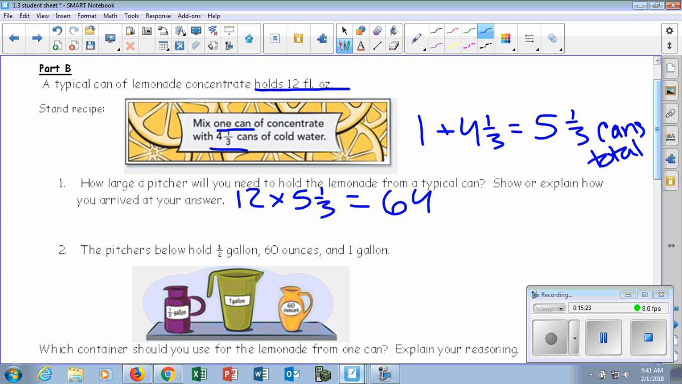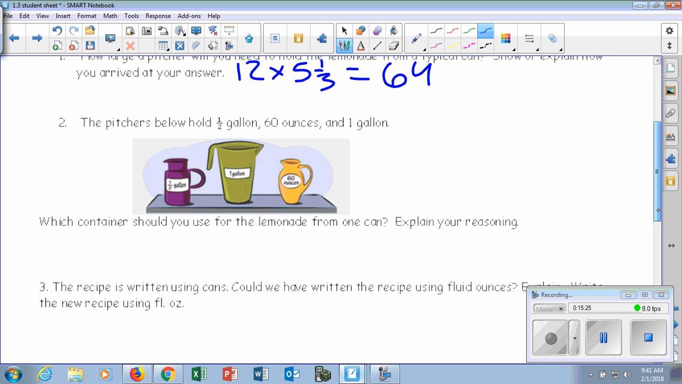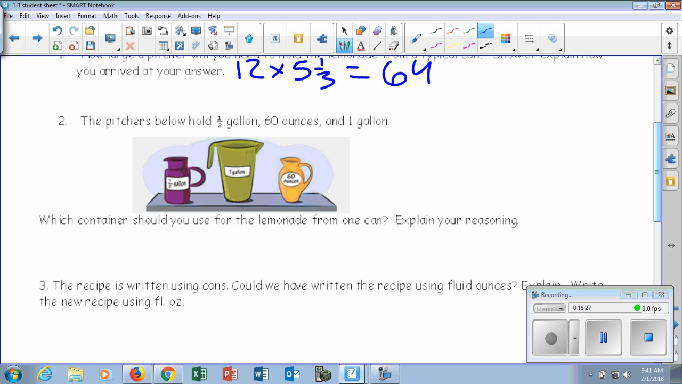All right, so let's go down here to 2. I'm going to let you work for a minute with some partners. It says the pitchers below hold a half a gallon, which is this dark purplish pink one. Everyone sees that? That's our half gallon. 60 ounces, which is this orange one we have. And 1 gallon, which is this one big one in the middle. It's a greenish yellow color. Which container should you use for the lemonade from 1 can?